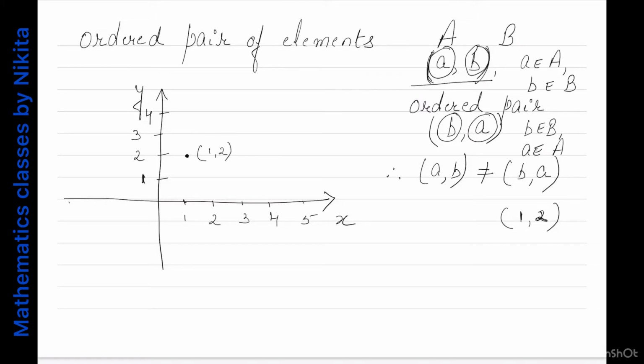So this is an ordered pair. Now let's change their order. Now let's see what is 2, 1. So 2, 1 means the x coordinate is 2 and the y coordinate is 1. So that means you are somewhere here. So this is the point 2, 1. You can see that these two points are not equal. So they are known as ordered pairs. So I hope you understand the concept of ordered pair of elements.